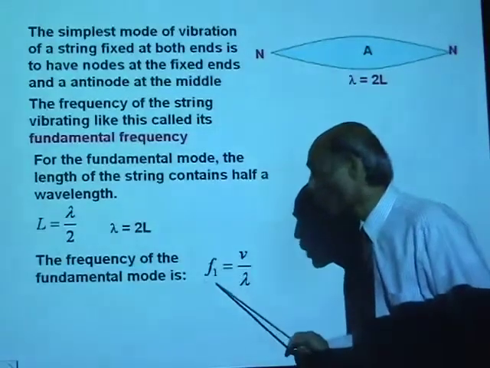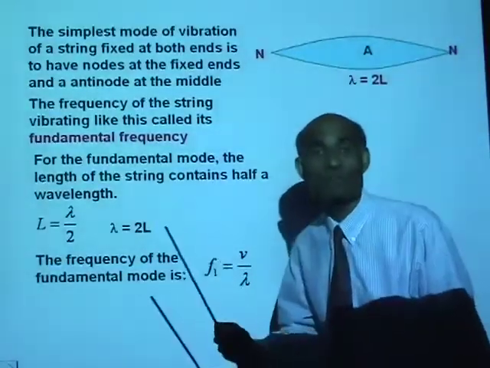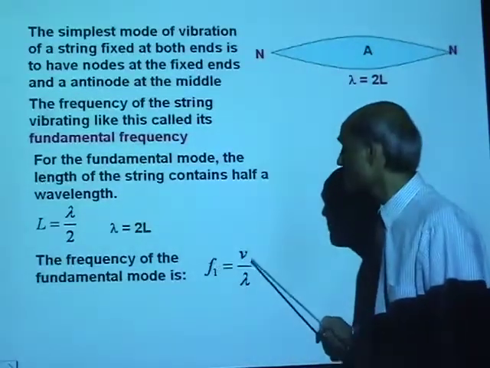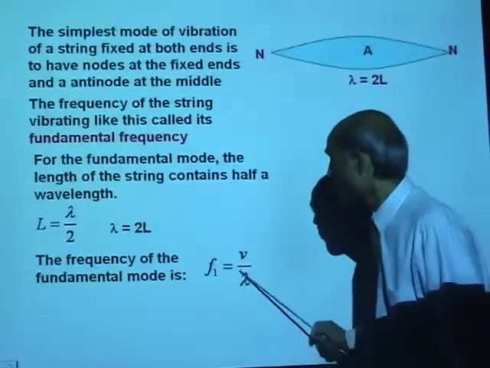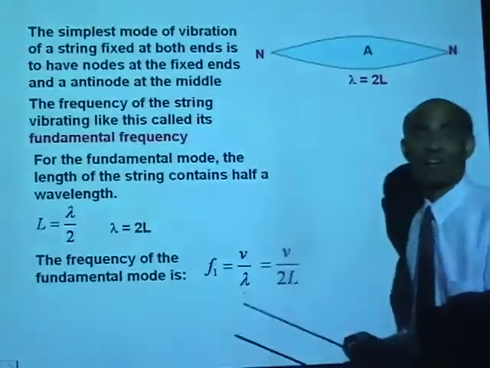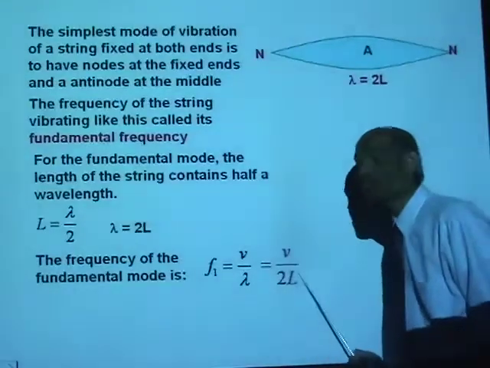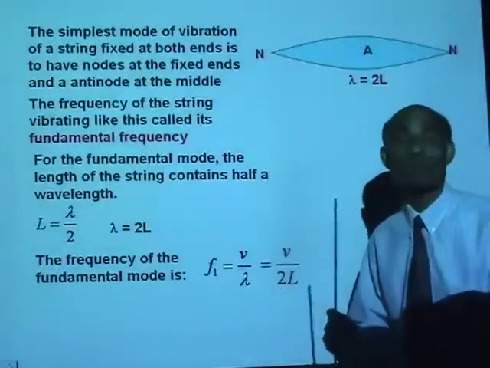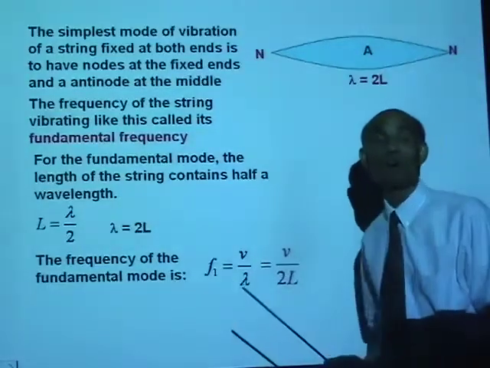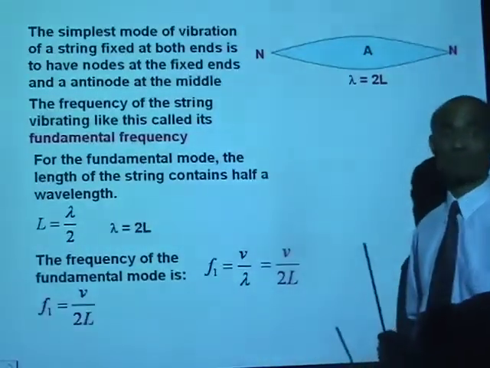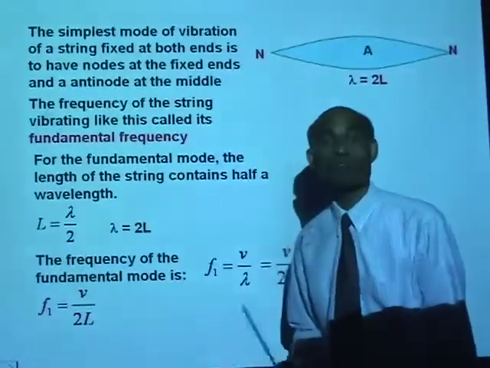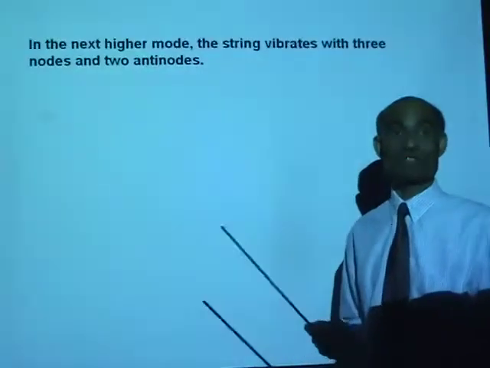Now, I'm going to call the frequency of the fundamental mode F1. So, F1 equals V over lambda, and for the fundamental mode, lambda equals 2L, and therefore, this is the frequency of the fundamental mode of vibration. F1 equals V over 2L. Alright, don't forget this. This is the frequency of the fundamental mode of vibration.